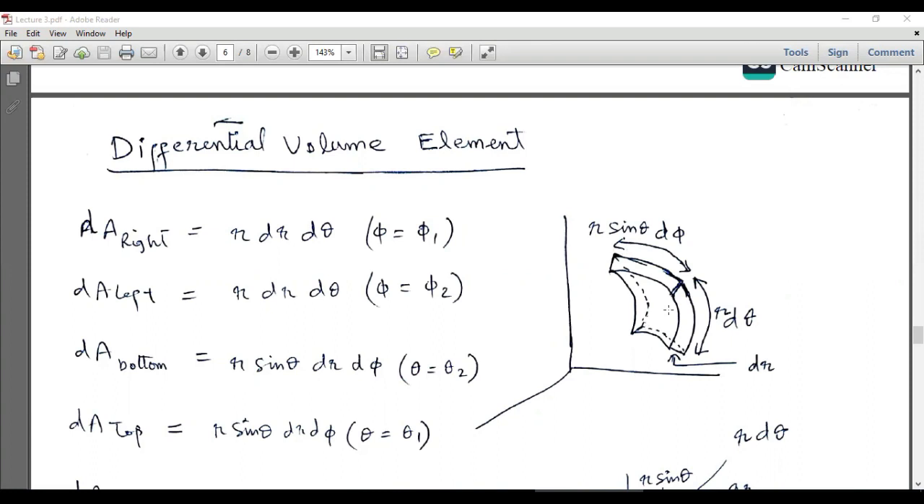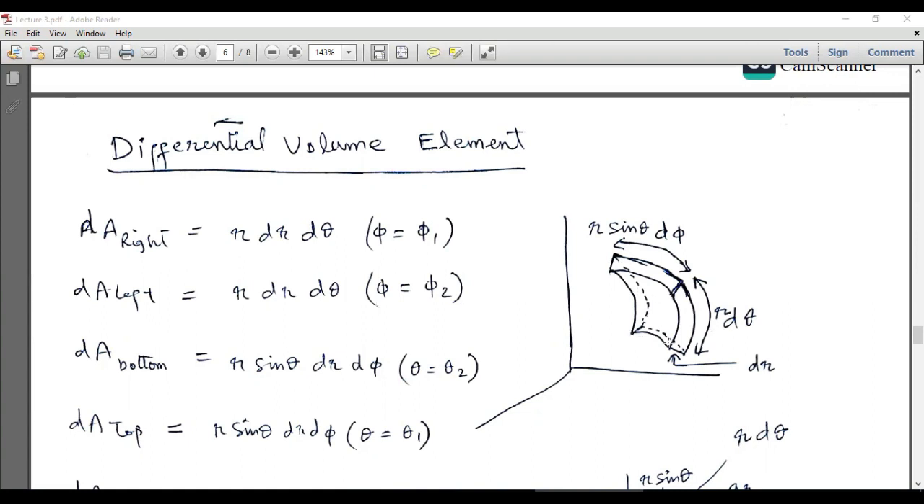So first of all, let's calculate the differential area of each of the six surfaces. For the right surface, one element is dr, the other element is r d theta. So the differential area for the right surface is r dr d theta, and phi will be constant for this face, and phi will be equal to phi 1. Similarly, for this face, phi will be equal to phi 2, and the differential area will be the same.